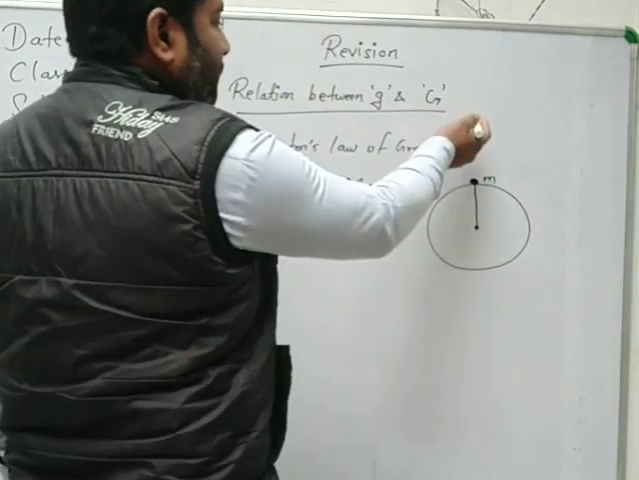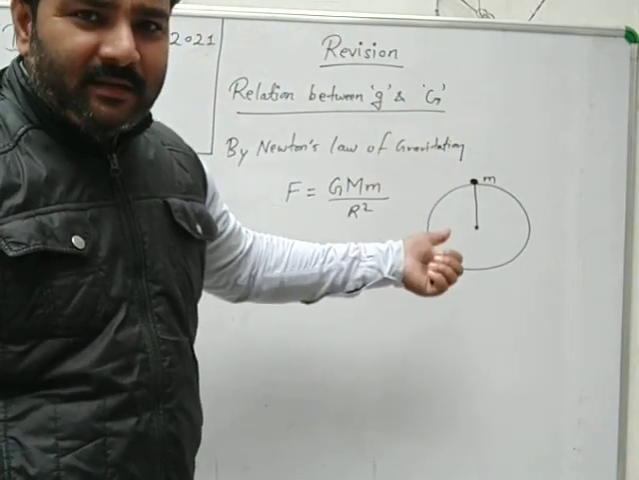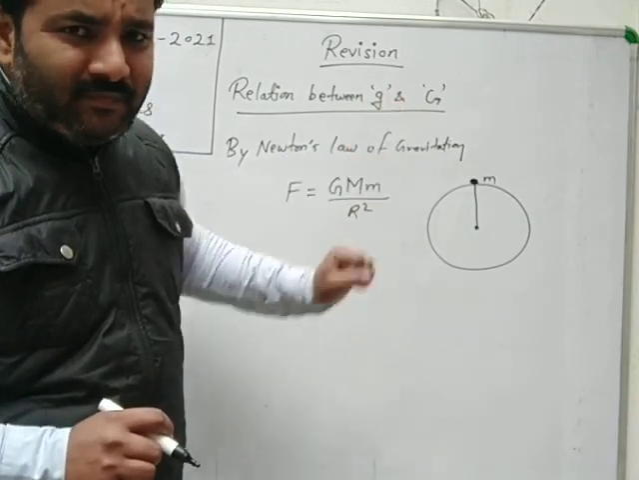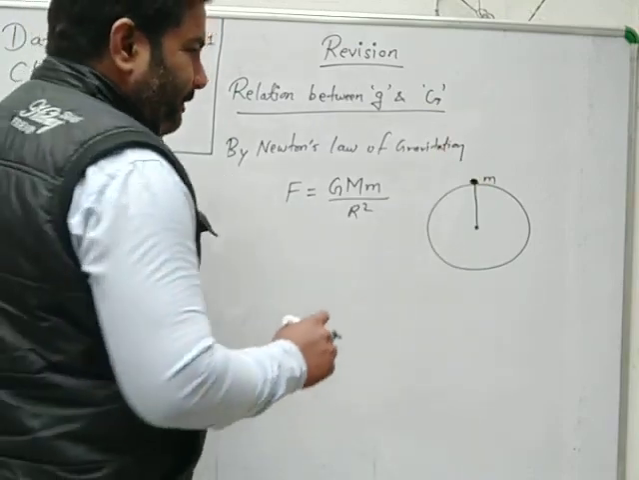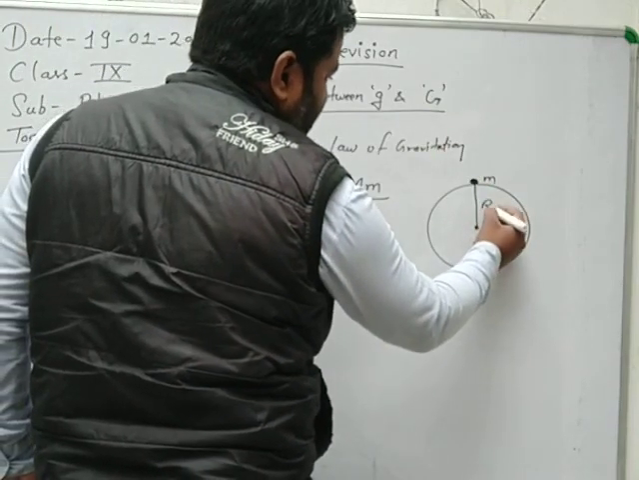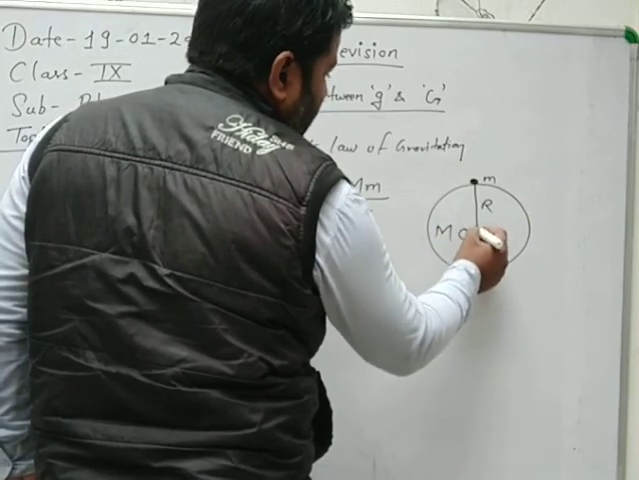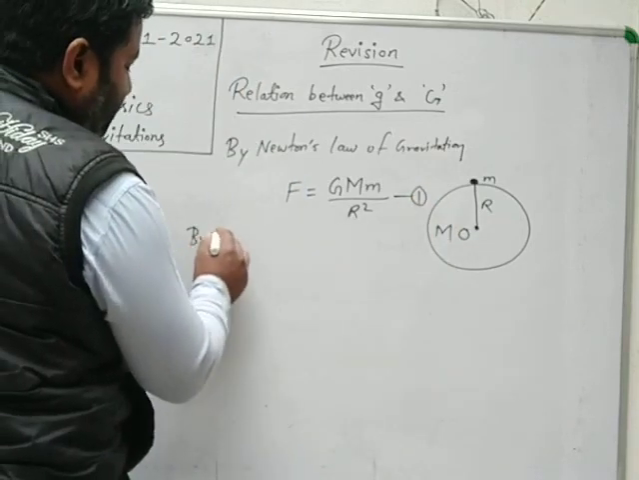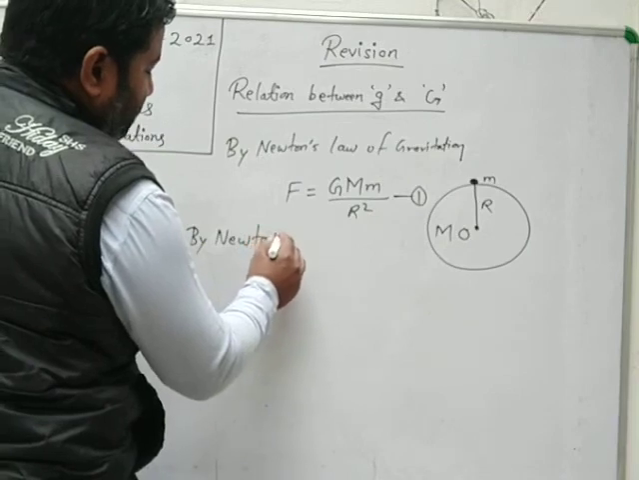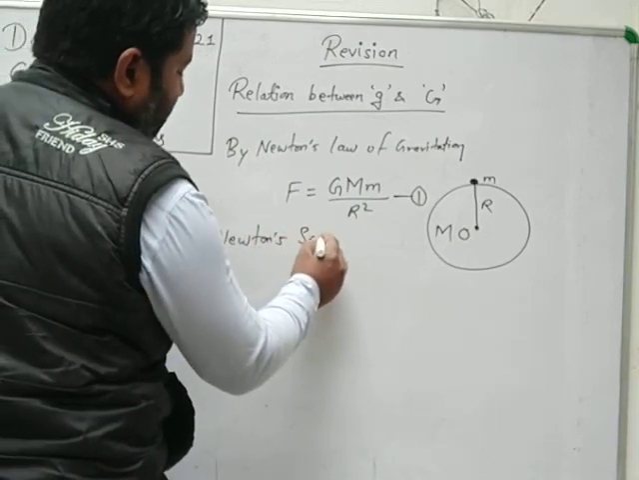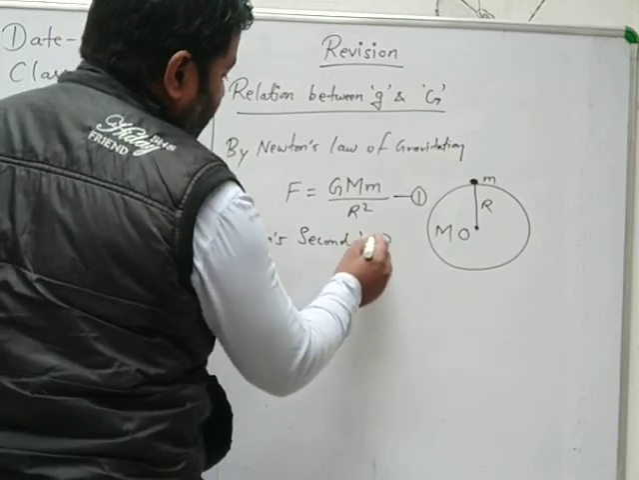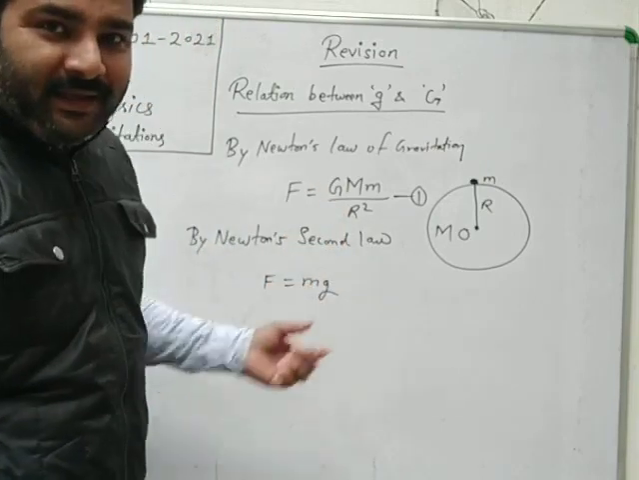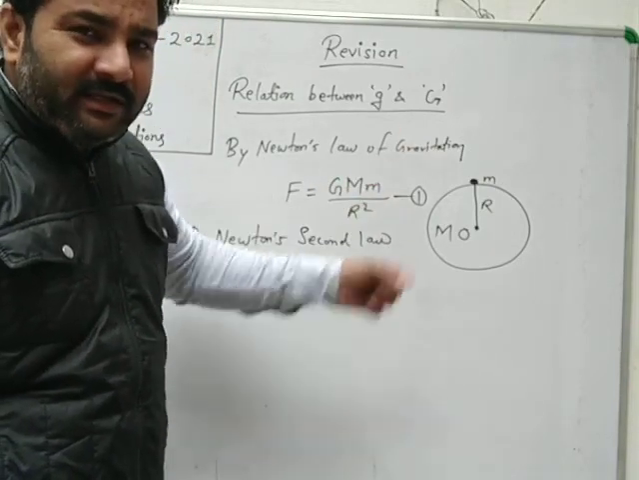Whenever we use it at some height, but here we have to calculate only the relation between small g and capital G. So the body is held on the earth's surface. See, this is the radius and this is the mass of earth, with center here O. So this is the force of gravitation, and by Newton's second law, F is equal to mg. This is the force of gravity acting on a body having mass m, that is mg.